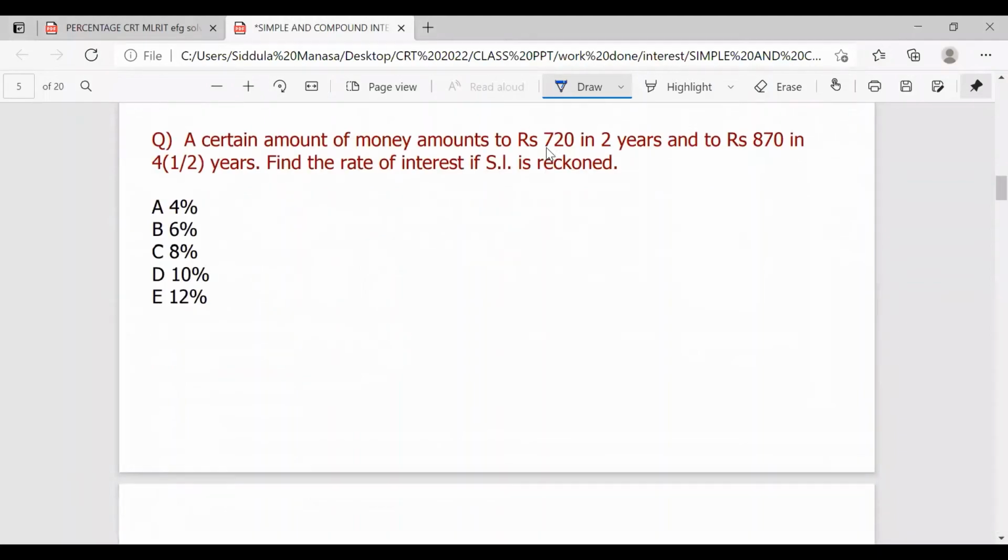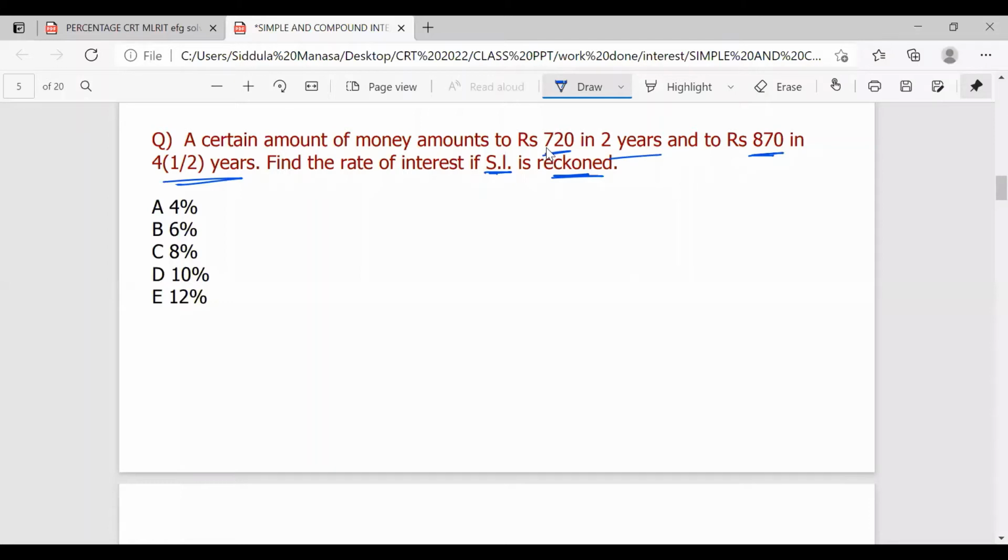So a certain amount of money amounts to rupees 720 in 2 years and rupees 870 in 4.5 years. Find the rate of interest if it is simple interest reckoned. So everything is in simple interest calculations. In 2 years, it is becoming 720. In 4.5 years, it is becoming 870.